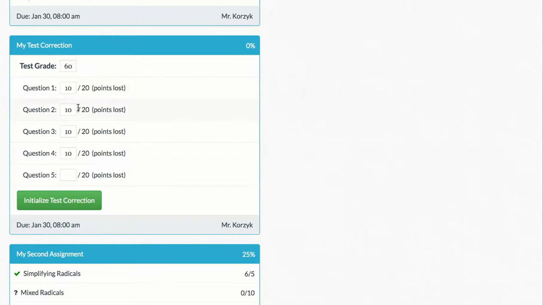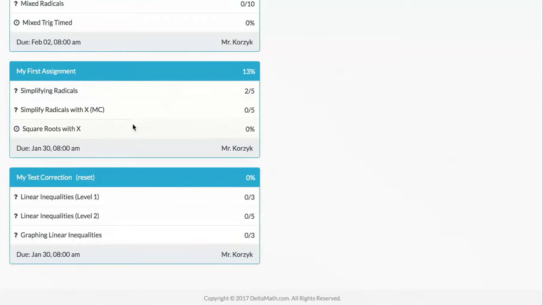So this would add up because they've lost 40 points. So make sure if you're using this that you actually write how many points the students lost on each question, like a kind of minus situation, so they know what numbers to type in. And then you press initialize, and then it creates the assignment for them. So my test correction here is these are the 3 problems that had anything to do with that.